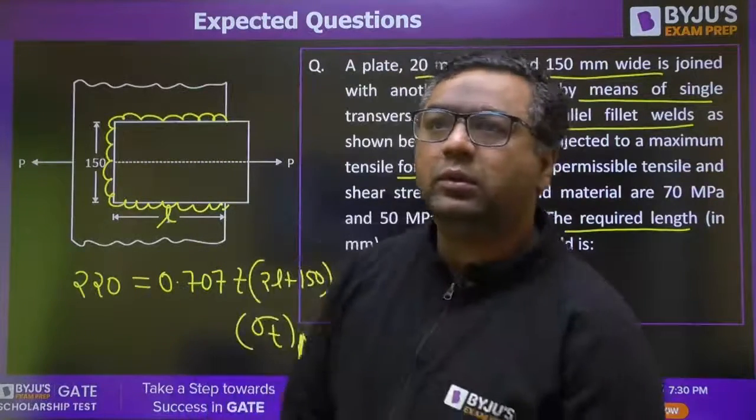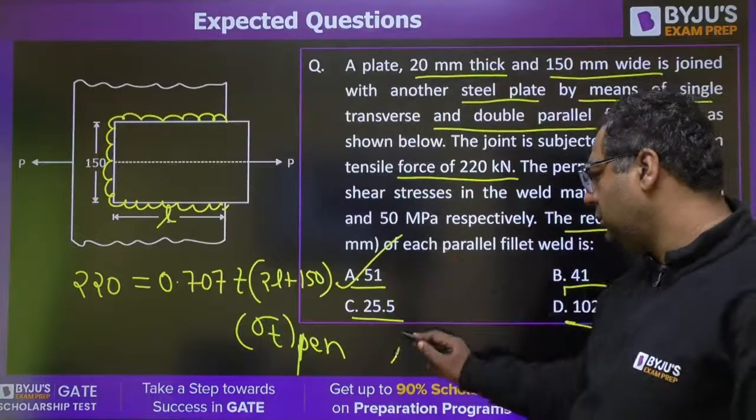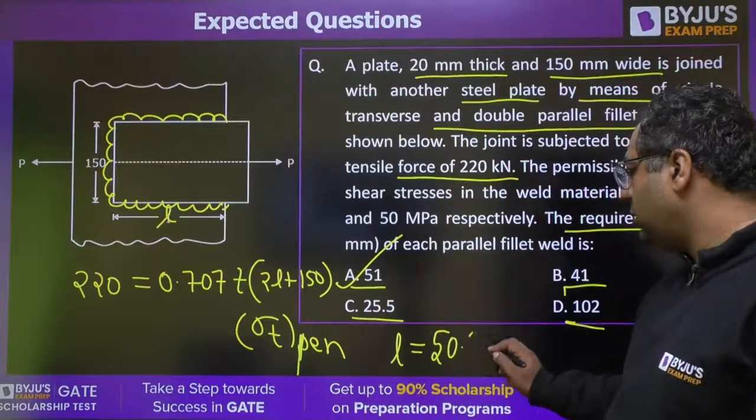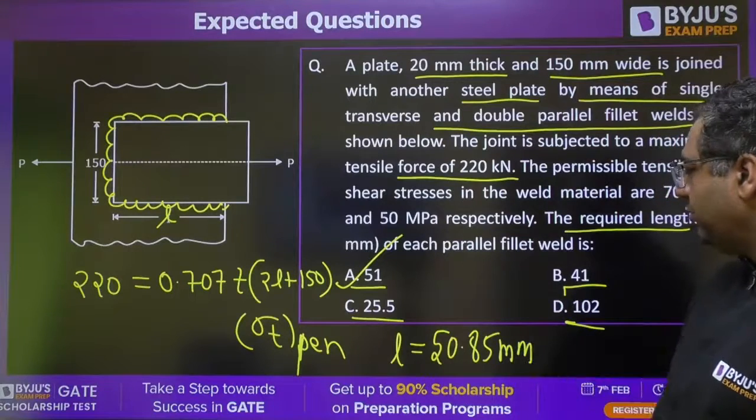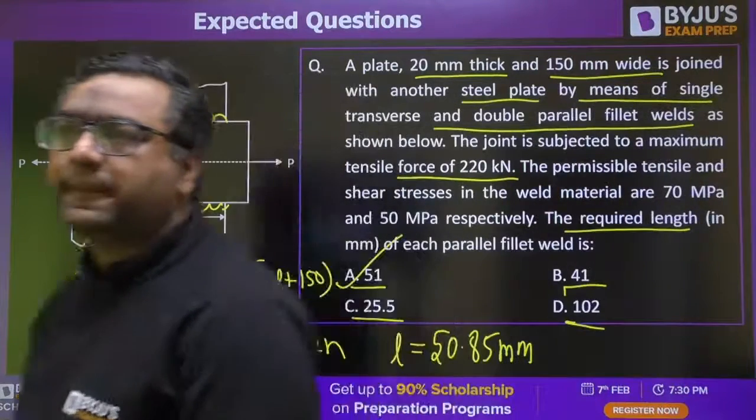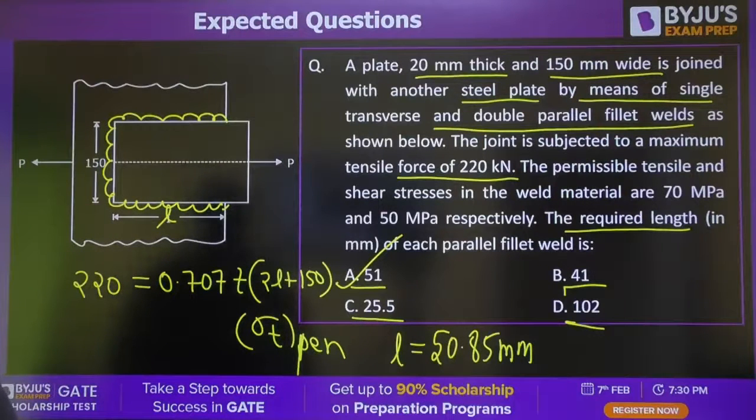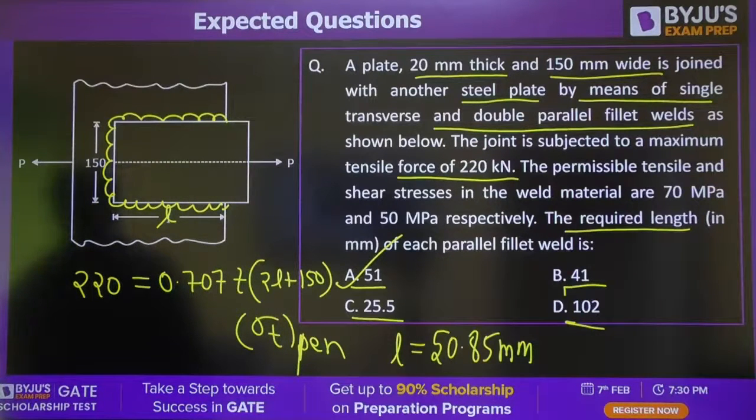Okay, very good. A is correct. You will be getting L as 50.85. Okay, fine.